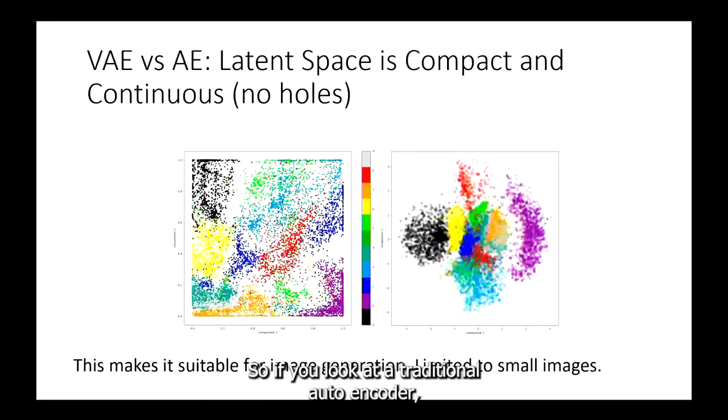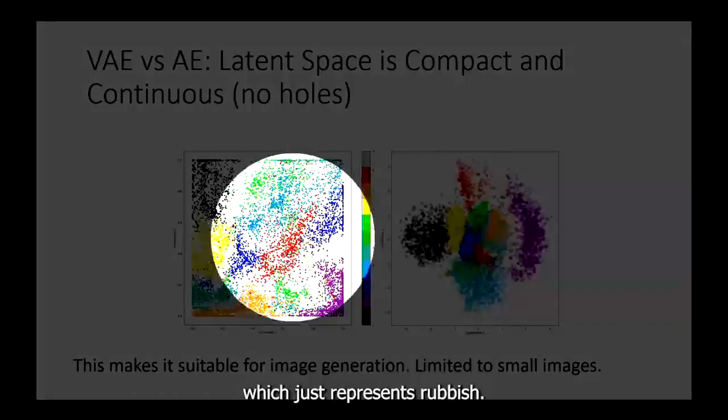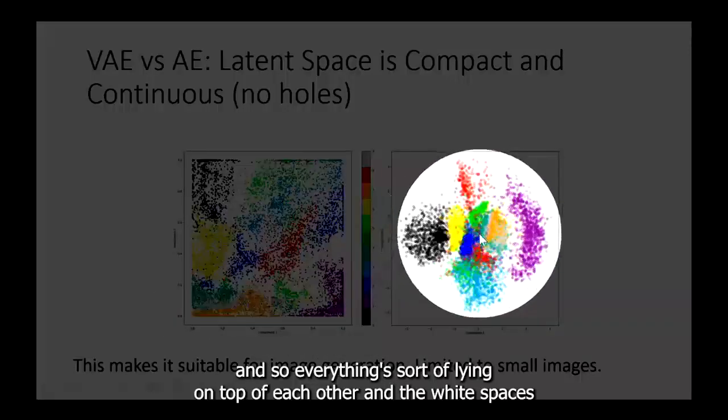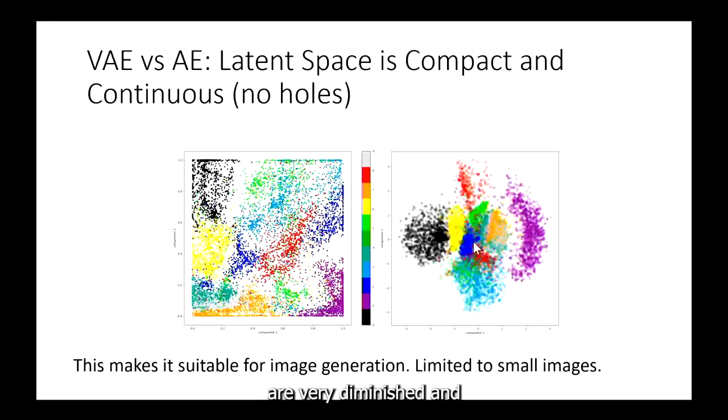If you look at a traditional autoencoder, it's going to look something like this on a T-SNE diagram. It's going to be spread out, and there's a lot of white there, which just represents rubbish. If you go into those rubbish spaces, you get something that's not recognizable. But with the variational autoencoder, they made this far more compact, so everything's lying on top of each other, and the white spaces are very diminished. That means if you choose a random number anywhere in that XY space, you get a digit coming out.